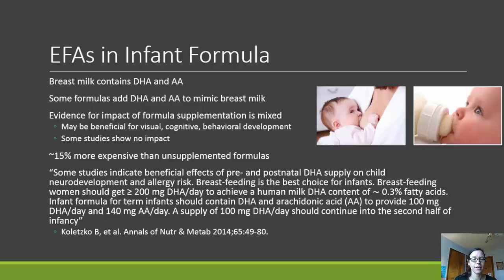And then here is just a little excerpt from a 2014 review article of this that says that while some studies indicate a benefit, others don't. But no matter what, we know that breastfeeding is superior to whatever formula choice you would make, even those that are supplemented with essential fatty acids. But they do recommend that for people who are formula feeding, the baby does have some source of DHA and arachidonic acid in the diet.